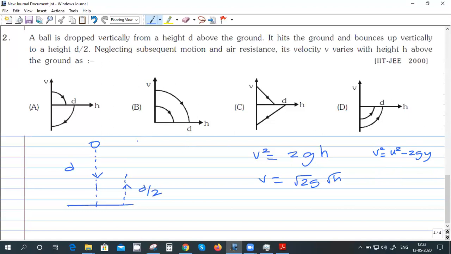The first thing to notice is that the velocity direction is changing. In the first part, it's moving down, and in the second part, it's moving up. So the velocity direction is changing, and these two options you can rule out.